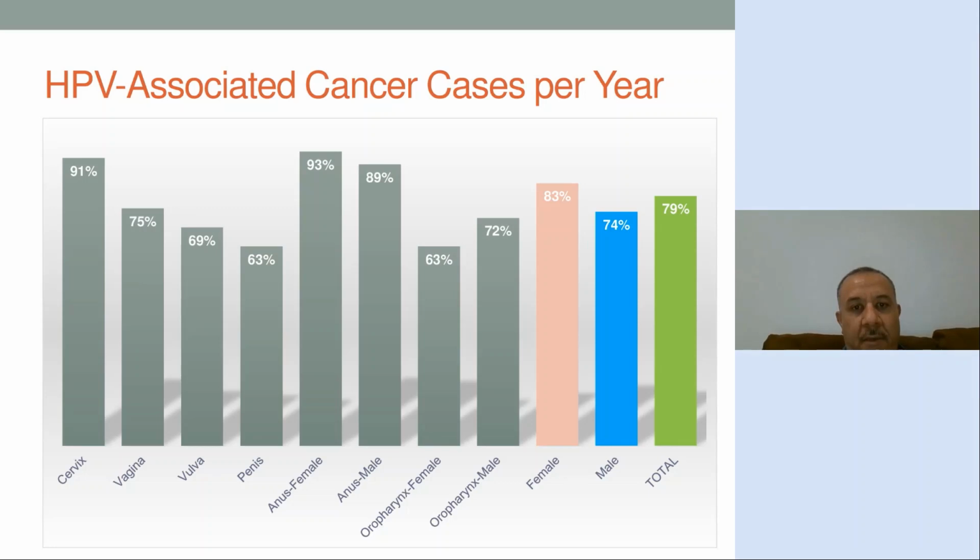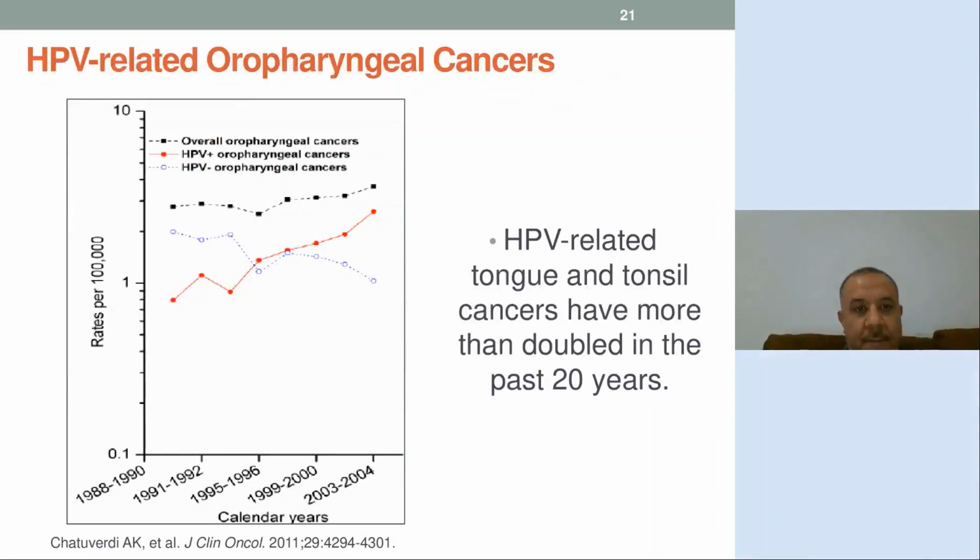On the right side of the graph, in females, 83% of cancers in these areas are related to the human papillomavirus. In males, penile cancers, 63% related to the virus. The anus, 89%, and the oropharynx, 72%. So also in males, in these areas, 74% of the cancers are related to the human papillomavirus. This is an old research, but it can give the idea.